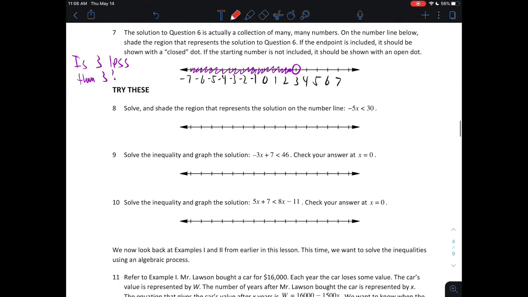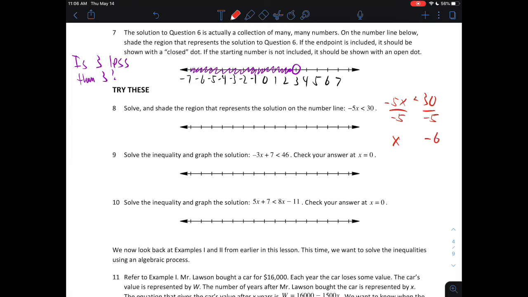Number 8, solve and shade the region that represents the solution on the number line to -5x is less than 30. So how would we solve this? -5x is less than 30. I need to get rid of the -5. Remember that -5x means -5 times x. I have to do the opposite. I have to divide by -5. Okay, so that makes the -5 go away from the left side. I'm just left with x. 30 divided by -5 is -6.